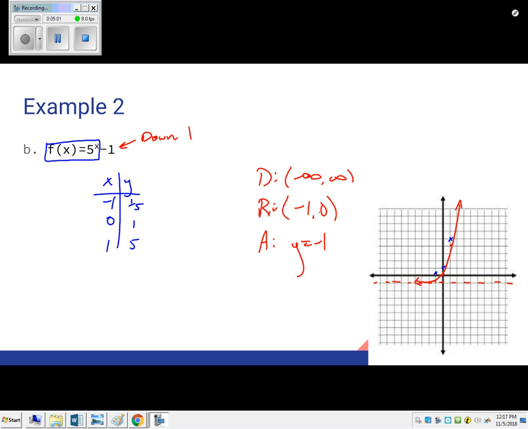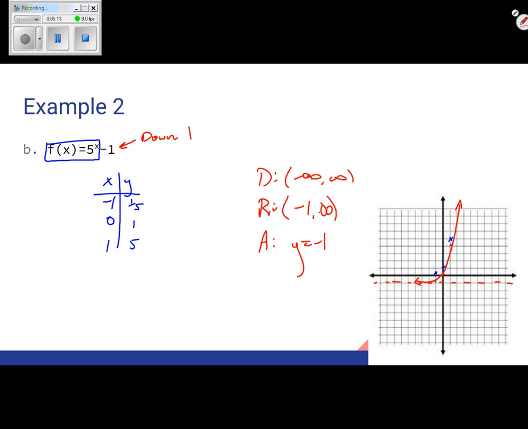And on this one, the -1 was outside the function, so I took those original x's and moved everything down one. Notice what that did to my range. Oops, my range and my asymptote. The range changed to -1 to infinity. These numbers should match on the range and the asymptote.